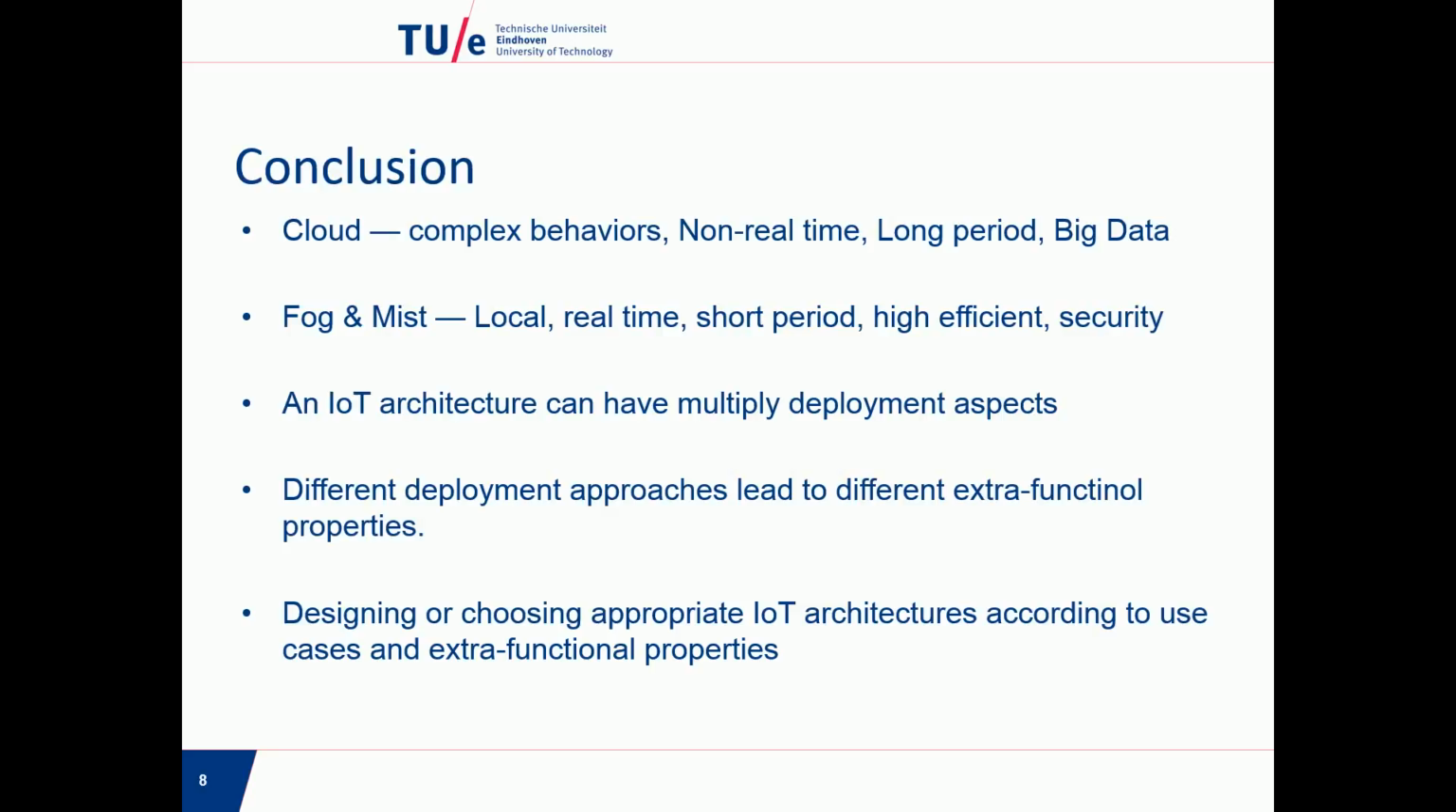To improve the extra-functional properties of the IoT system, such as latency and scalability, one IoT system architecture can apply more than one deployment approach. For example, the NIST architecture, which mainly uses the cloud approach, also applies the mist deployment approach in the control function.